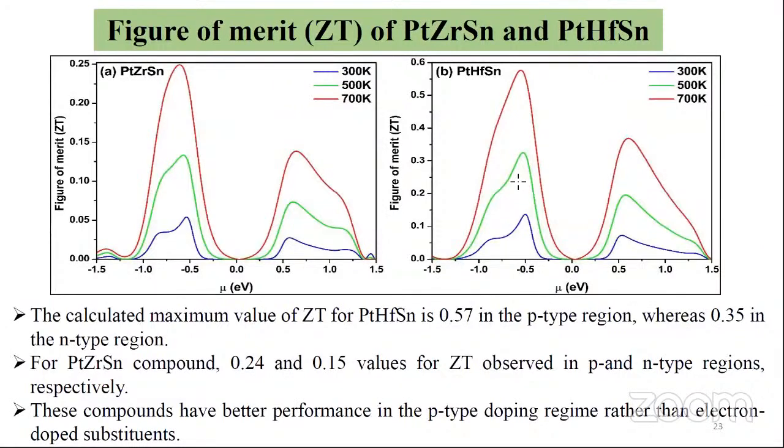Finally, we have calculated the figure of merit for both materials, and the value of ZT is 0.57 in the case of Hf and 0.24 in the case of Zr at 700 Kelvin. So these compounds have a better performance in the p-type region.